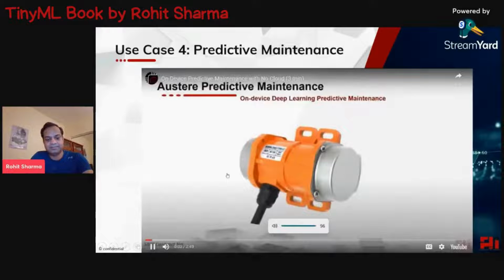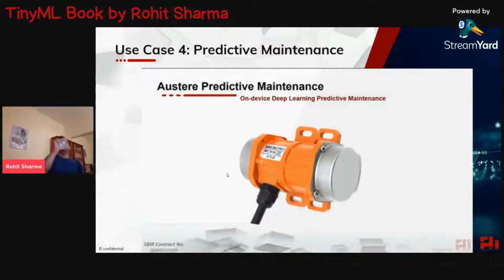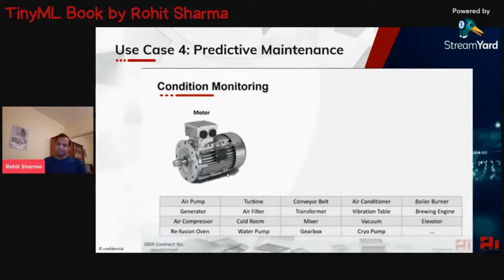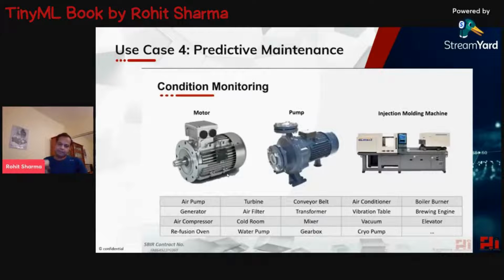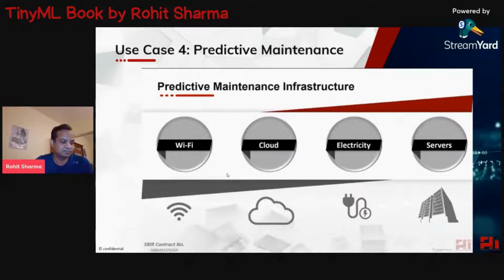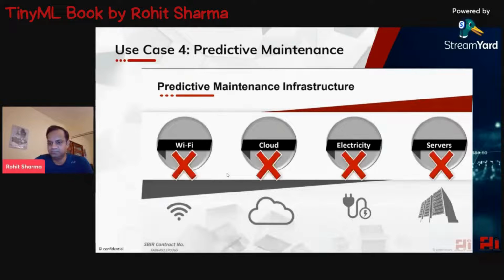Condition monitoring increases production capacity, motors lifespan, and businesses top line. Monitor your money-making assets like motors, pumps, molding machines, and so on by predicting faults like unbalance, misalignment, bearing issues, and so on before they happen. Traditionally, predictive maintenance solutions rely on Wi-Fi, cloud, internet, remote servers, and electricity. Our solution requires none of these.